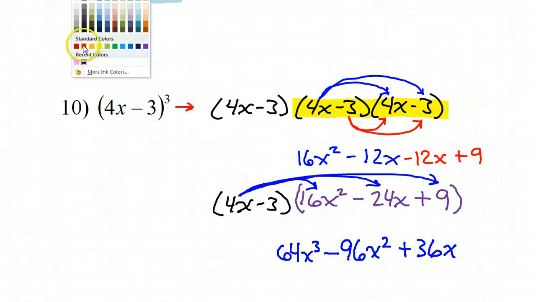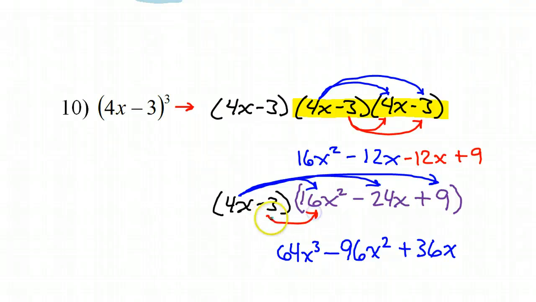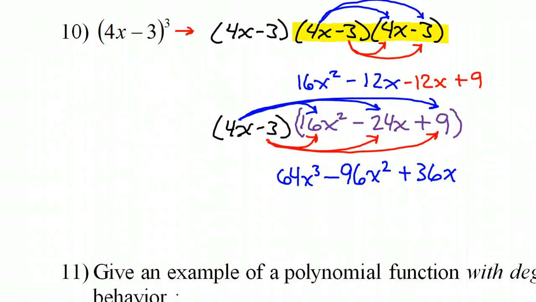Then I will distribute the negative 3. Negative 3 times 16 is negative 48, so that's going to give me negative 48x squared. I'm going to line those up. And then negative 3 times negative 24. Well, a negative times a negative is a positive, and 3 times 24 is 72, so I'm going to get positive 72x. And then negative 3 times 9 is negative 27.